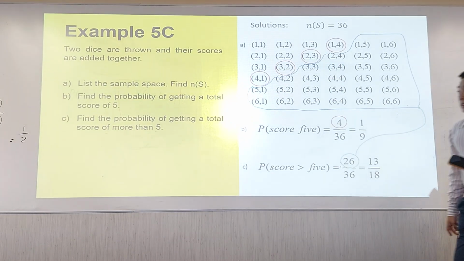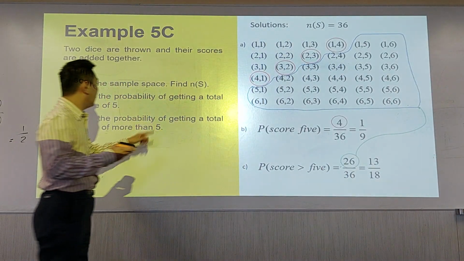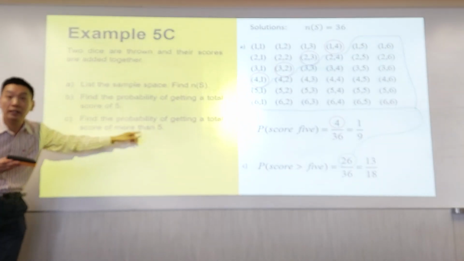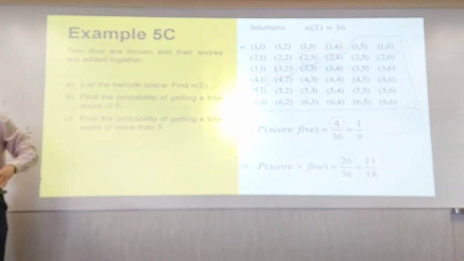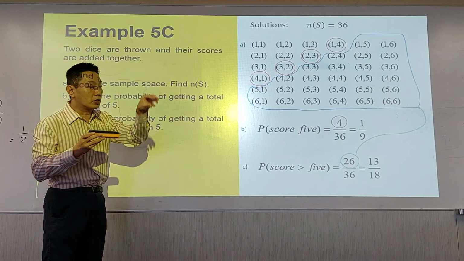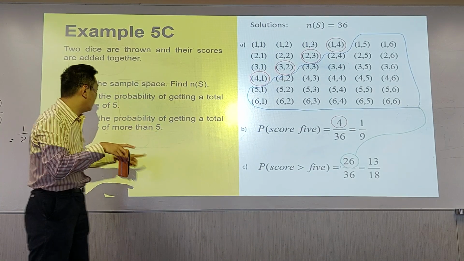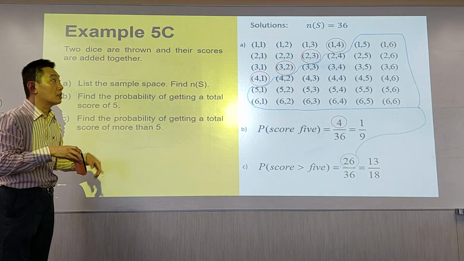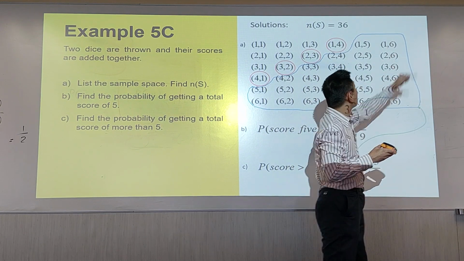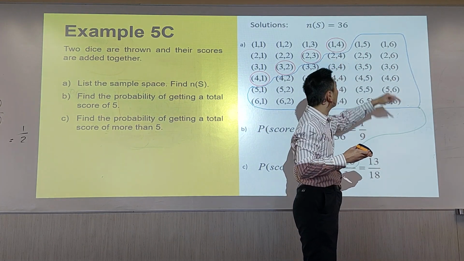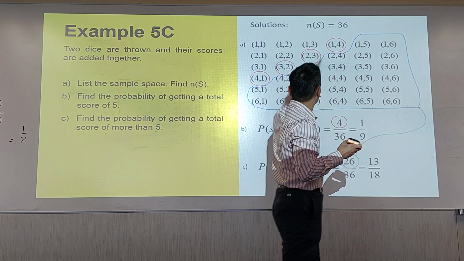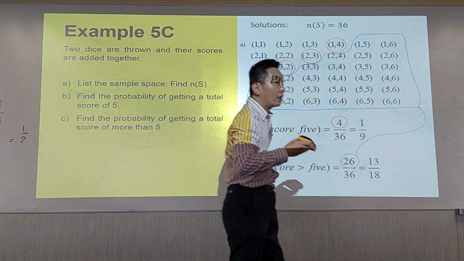Okay, C. What is the probability that the total score is more than 5? More than 5, cannot be equal to 5, but more than 5. What's the meaning? That means if you sum up the score from die 1 and score of die 2, the total value must be greater than 5. So what are the outcomes? It can be 1 plus 5, 1 plus 6, 2 plus 4, 2 plus 5, 2 plus 6. All these will give you a total score more than 5.